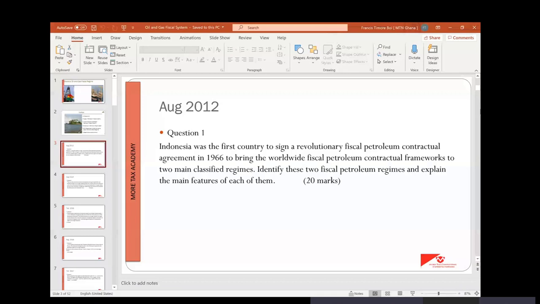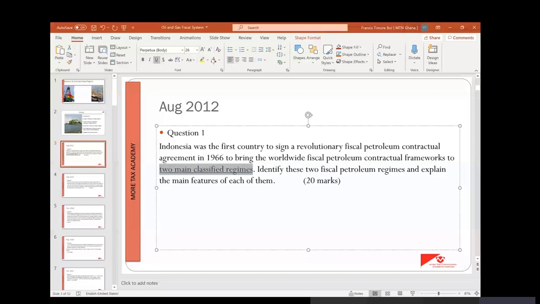It says, Indonesia was the first country to sign a revolutionary fiscal petroleum contractual agreement in 1966 to bring the worldwide fiscal petroleum contractual framework to two main classified regimes. See, two main. So in this question, we are saying two main. Identify these two fiscal petroleum regimes and explain the main features of each of them.